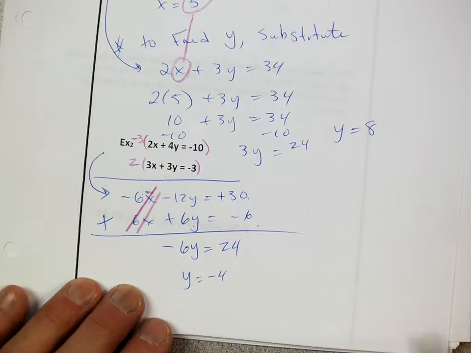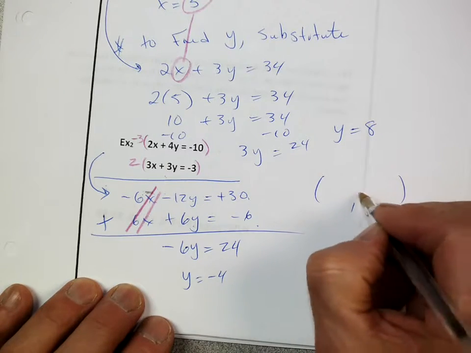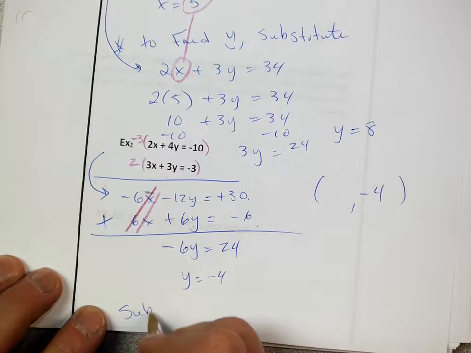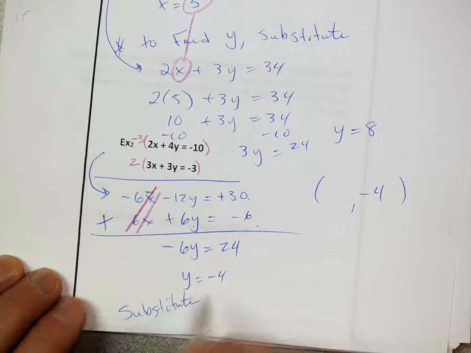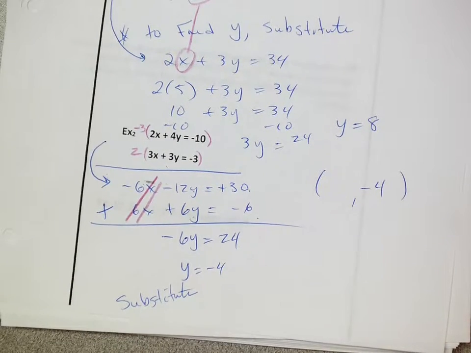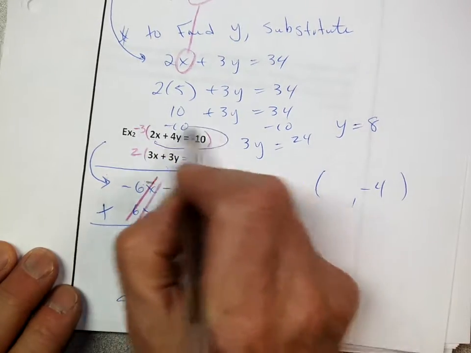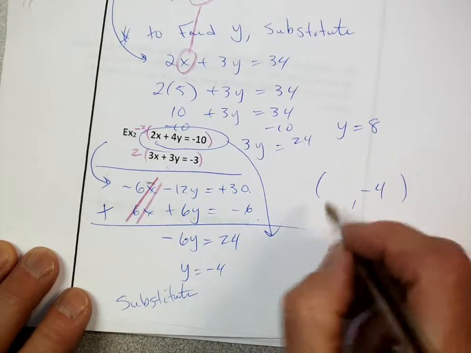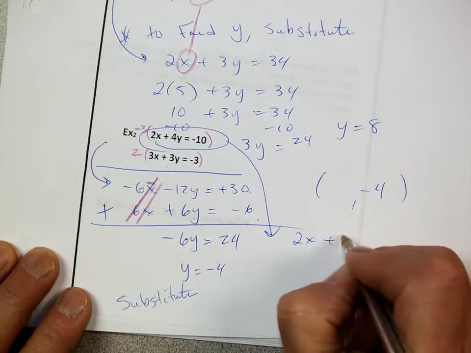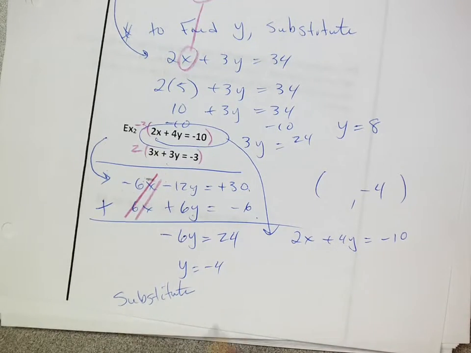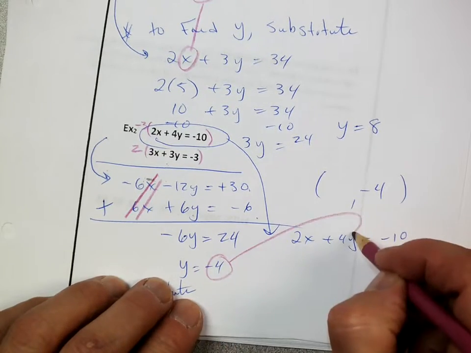Okay, so my answer is going to be (something, negative 4), right? To find the x value, let's plug it in. Let's substitute. Okay, so we need to substitute. All right. Aaron, first or second equation, doesn't matter to me. First it is. Let's take the first equation, plug it in, so we've got 2x plus 4y equals negative 10. Let's put my negative 4 in for y, right?